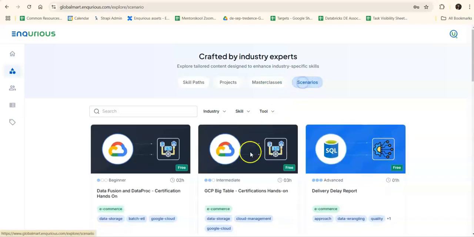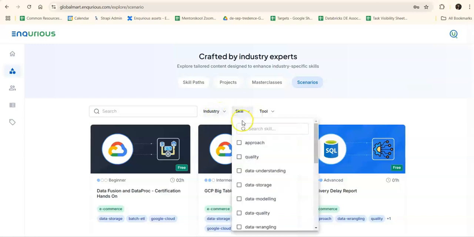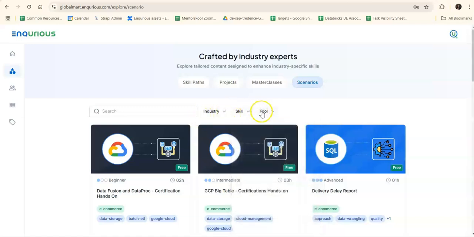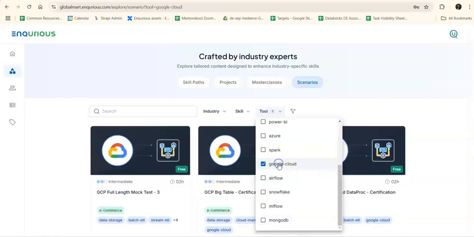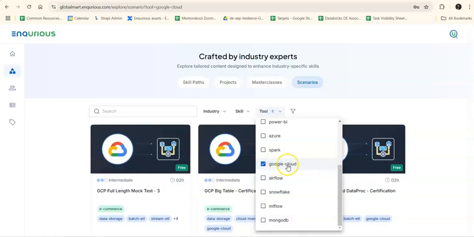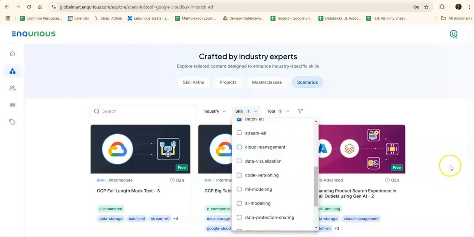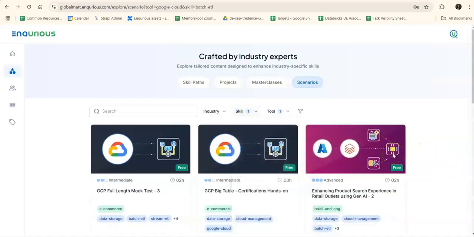But how do we understand what project or what scenario or what skill path suits best as per our requirement? To address that particular challenge, we have these filters where we can filter on the skills, on the tools, and on the industry. So let's say that I wanted to go with something in Google Cloud and the skill that I want is batch ELT. All of these scenarios will be used to enhance these two targeted skills.